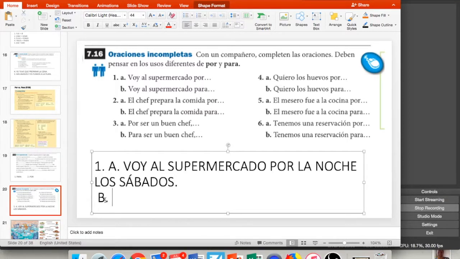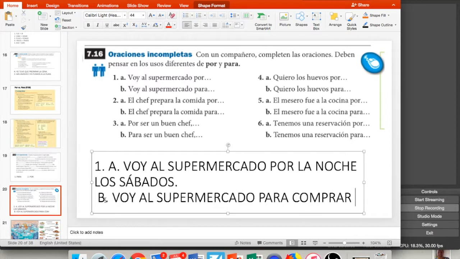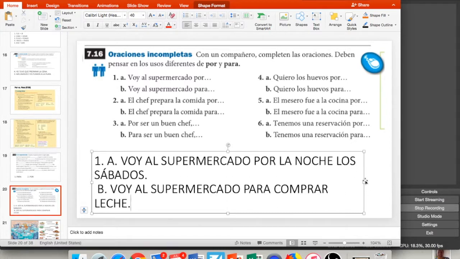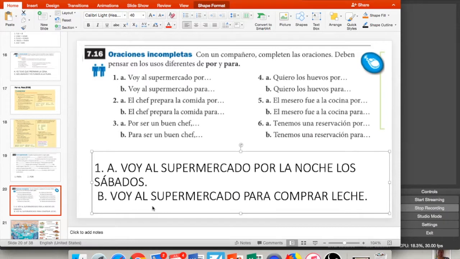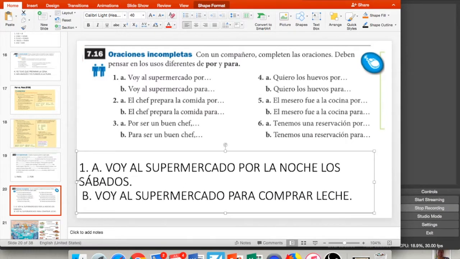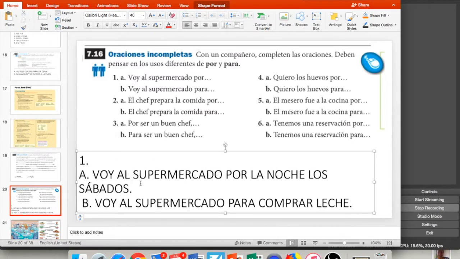Let's do a para example. So this says, "Voy al supermercado para." We're going to the supermarket in order to comprar leche. We're going to go buy some milk. Para comprar leche. Okay, so hopefully you're getting the hang of how these things work together. If you have any questions on these, just let me know.